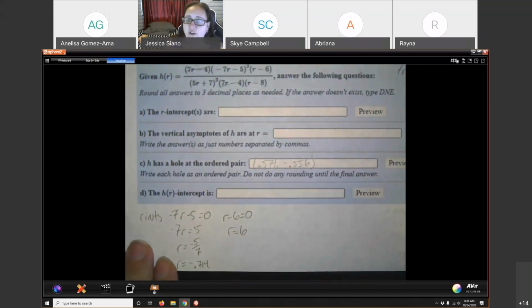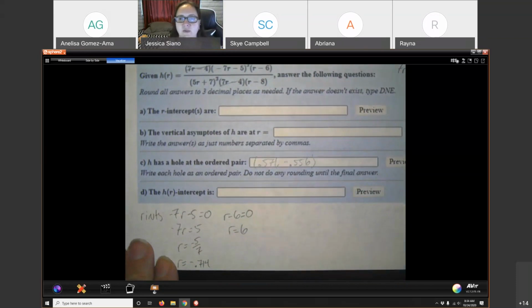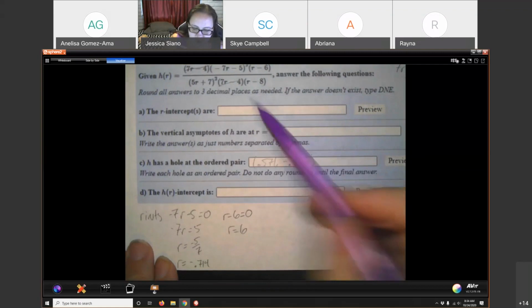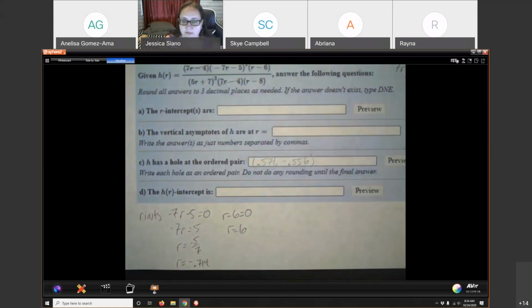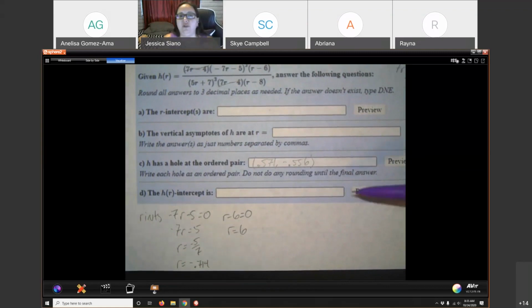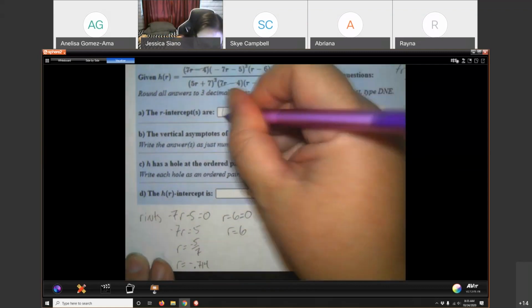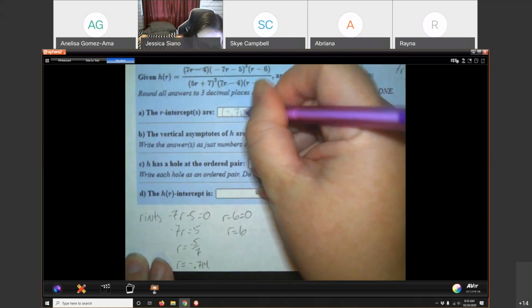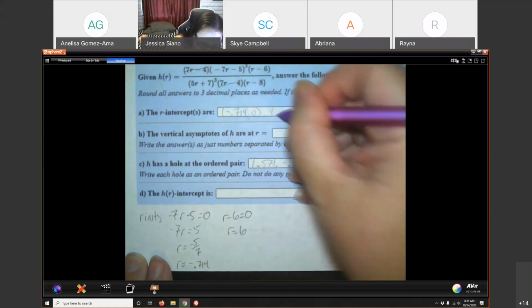This is the reason why, by the way, I deal with the holes first, because if you would include this in your r-intercepts, you'd be wrong. So you should always be reducing first, and if you can reduce, take care of whatever that hole is first, and then everything else after that should be done to your reduced rational. So my r-intercepts would be at -0.714 and 6.